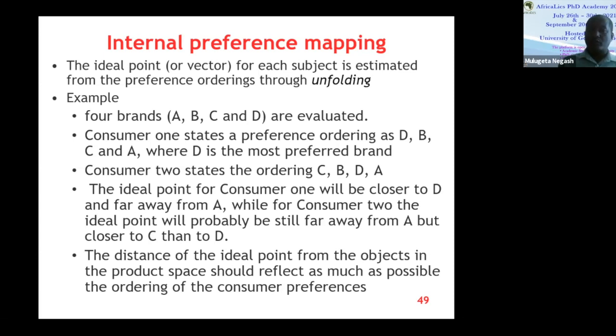The ideal point for consumer one will be close to D and far away from A, while for consumer two, the ideal point will probably still be far away from A but close to C. The distance of the ideal point from the objects in the product space should reflect as much as possible the ordering of the consumer preference.